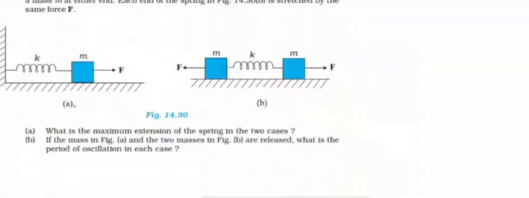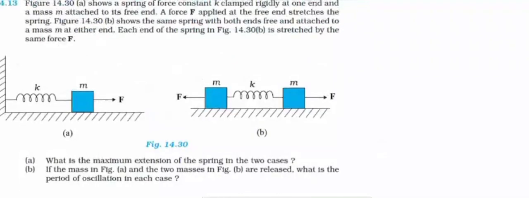Now next, what is the maximum extension of the spring in the two cases? Maximum extension of the spring. You can see here, this end is a fixed edge, this is a free edge. So in the first case, the maximum extension xm will be equal to F by K.